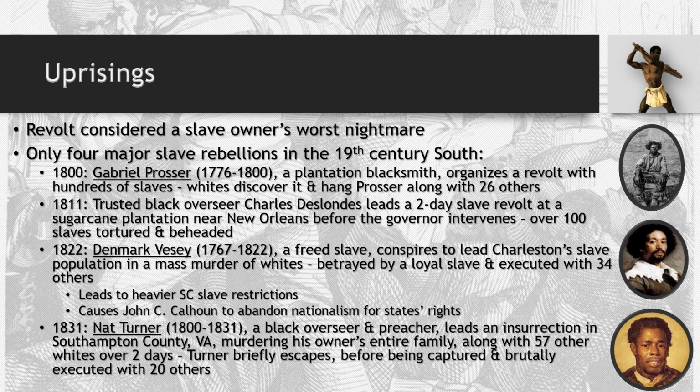The most famous one probably, though, comes in 1831 in the form of Nat Turner. He was a black overseer and a preacher, two very uncommon combinations here. He ended up leading an insurrection in Southampton County, Virginia, managed to murder his owner's entire family, along with 57 other whites, over the course of 2 days. And he managed to briefly escape captivity before he was caught, and he was very brutally executed along with 20 other individuals.